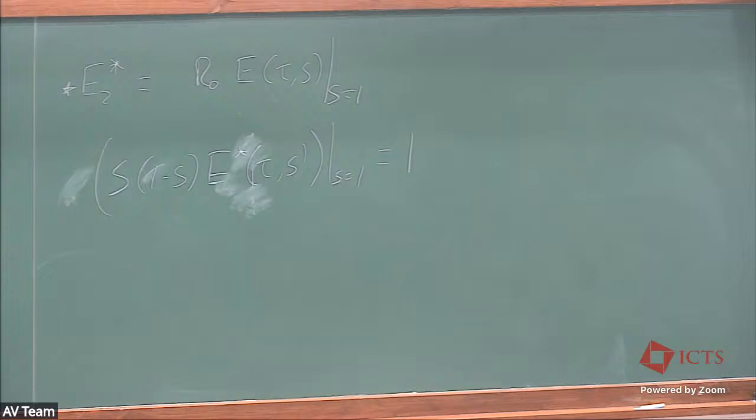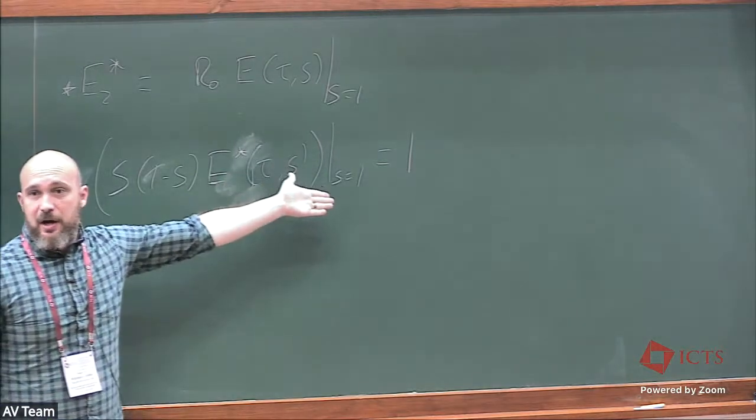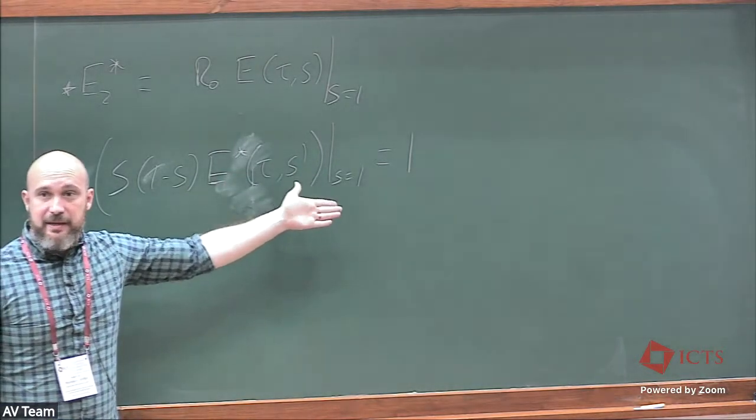Great. Okay. So this is one way to think about what our Eisenstein series of weight 0 should be. It should be the constant function. That might be one thing to look at.